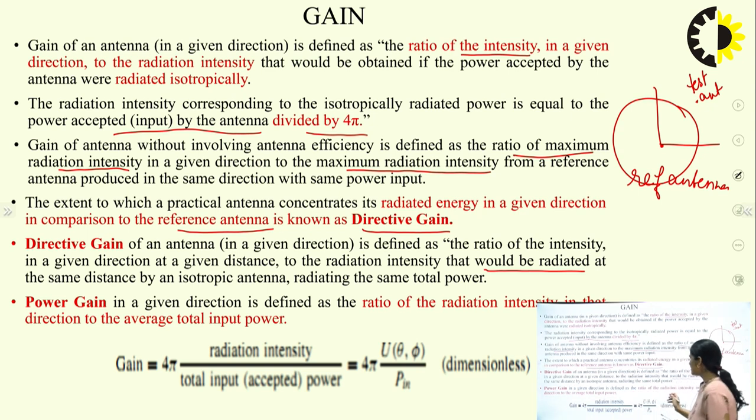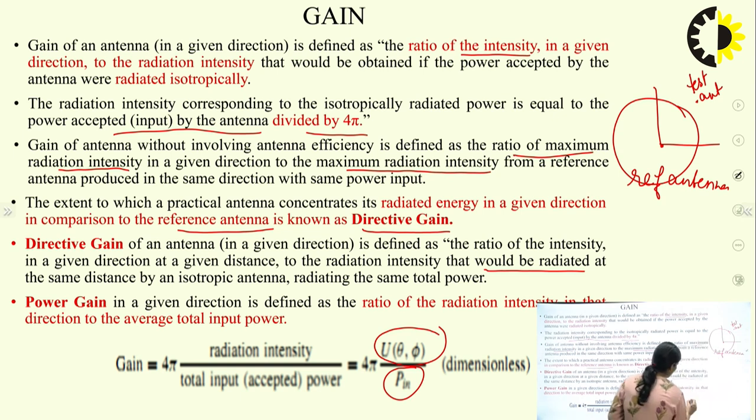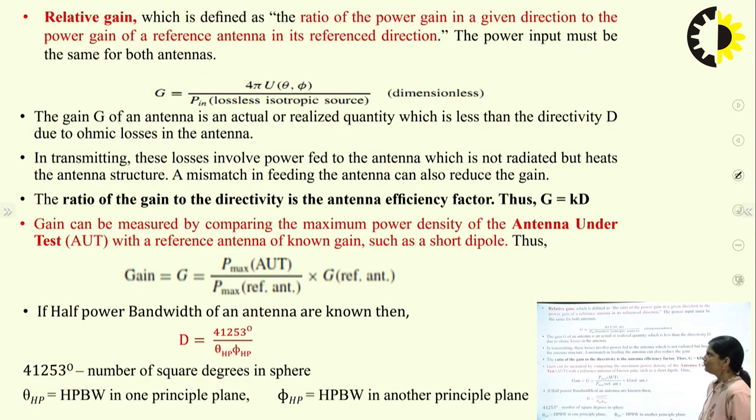Now, power gain. Power gain is defined as the ratio of the radiation intensity in that direction to the average total input power. So, gain is equal to what? Gain is equal to 4 pi times the radiation intensity upon the total power accepted. Radiation intensity is represented as U and its polar coordinates are theta and phi, so you can represent it as U(theta, phi), and input power is represented as P_in. So, gain is equal to 4 pi U(theta, phi) upon input power P_in, and it is dimensionless.